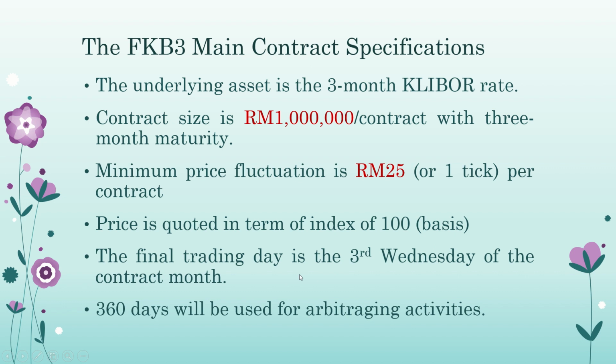And the final trading day special sikit for FKB3. Alright, the final trading day will be on the third Wednesday of the contract month. So tarikh tu tak tetap. Yang tetapnya adalah the contract will mature on every third Wednesday of the contract month. Kalau contohnya March FKB3, dia akan matang pada Rabu ketiga bulan March. Macam tu. And then for this particular futures pula, kita akan guna 360 days, alright, will be used for arbitraging activities. Kalau dalam FCPO and FKLI, kita guna 365 days. But for this particular activity, we will use 360 days.